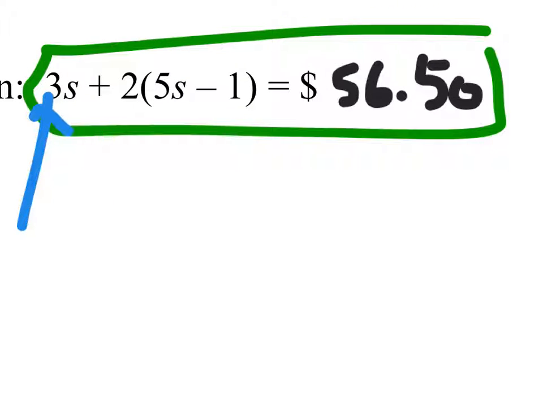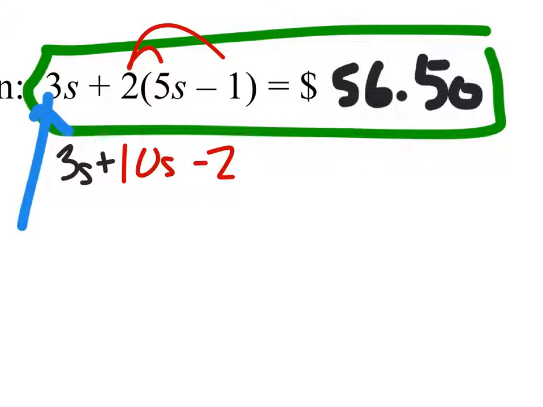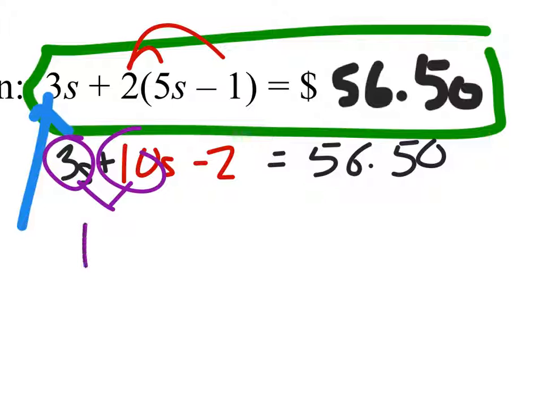Alright, so let's solve this equation rather. Distribute the 2 into the parentheses, that gives me 10S minus a 2, and of course we got this 3S in the front, plus that 10S equals $56.50. And to solve with these, we can combine our S's to get 13S, minus the 2 equals $56.50.